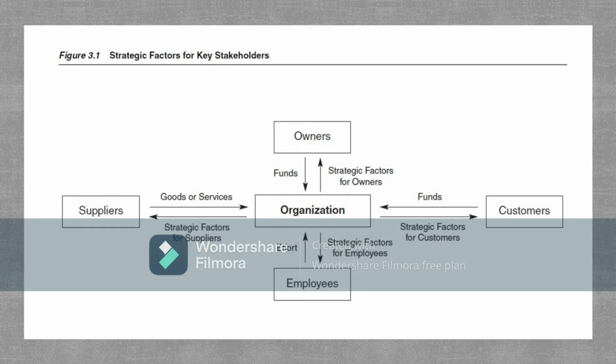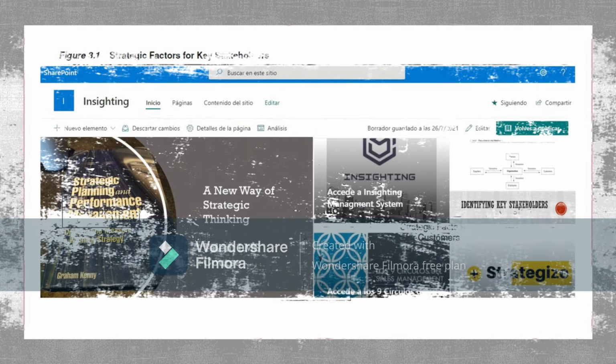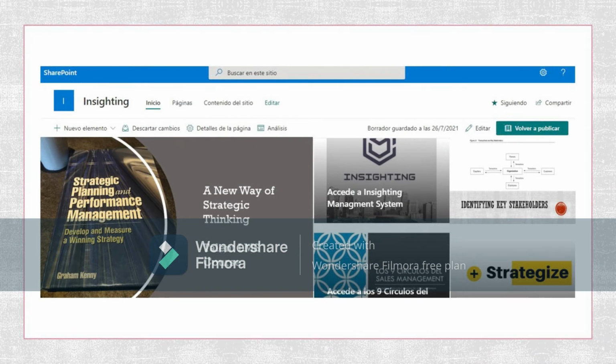We label them factors because they are major components of the transactions. We label them strategic because they are the basis on which an organization or business builds a strategy. Our system is based on an MS SharePoint, where you can map your key stakeholders and your strategic factors in order to develop an incisive and more effective strategy.